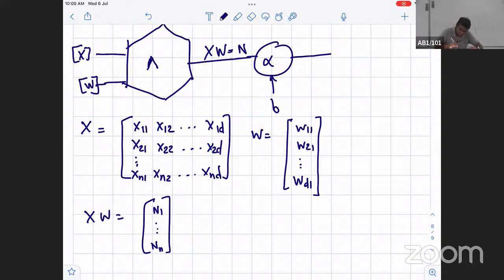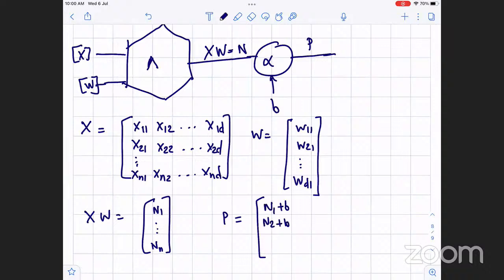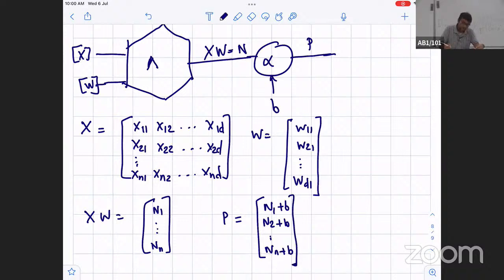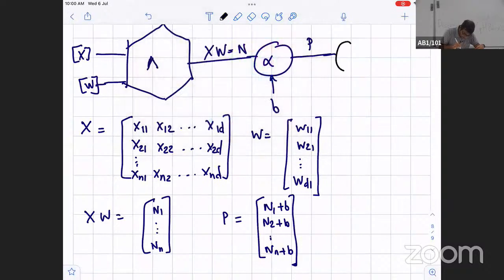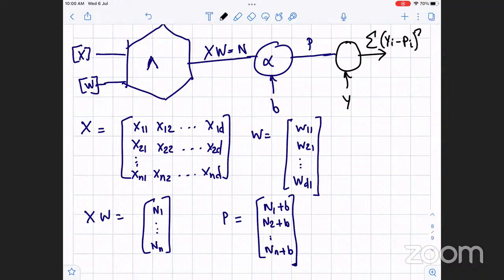Okay. And what does the bias term B do? If I call this a prediction P, then P is equal to N1 plus B, right? N2 plus B. Okay, and we are not yet done. We need to have a loss layer. Let's highlight the loss layer in a different color. The loss layer takes the label y and generates a loss which is equal to the summation of (yi minus pi) squared.